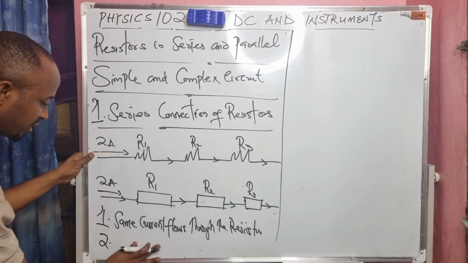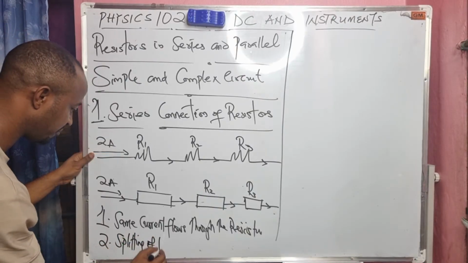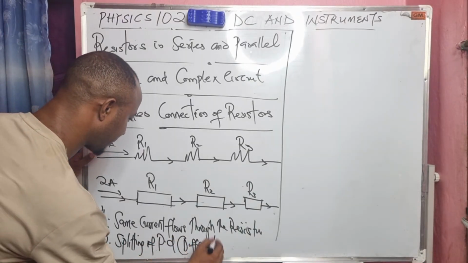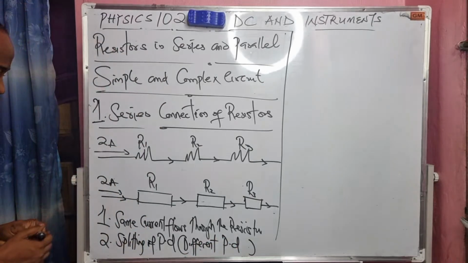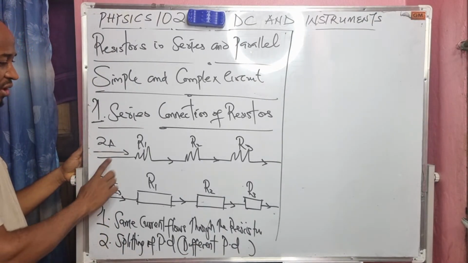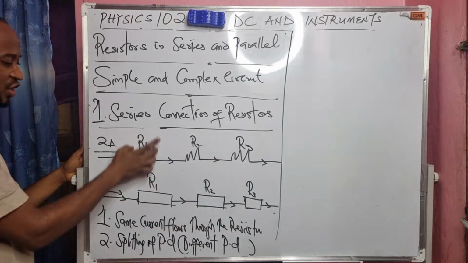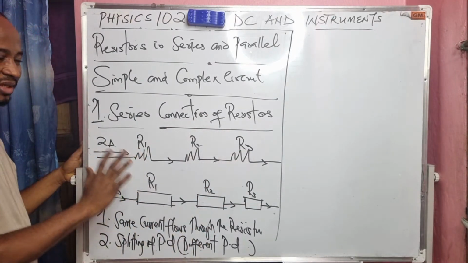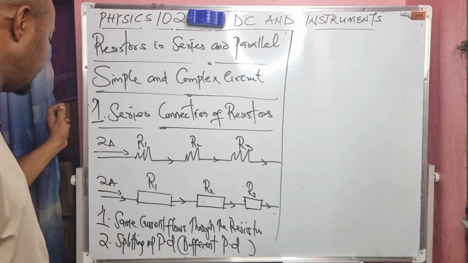Same current, but there's a splitting of potential difference, or a different PD, across each resistor. Two things happen. The same current flows through each of these resistors, but in each of the resistors we have a different potential drop, a different PD across each resistor for a series connection. Now I want to show us something very important.